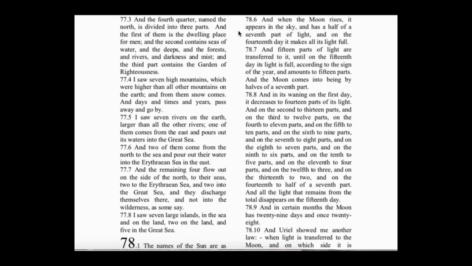78.6. And when the moon rises, it appears in the sky and has a half of a seventh part of light. And on the 14th day, it makes all its light full, and 15 parts of light are transferred to it until on the 15th day, its light is full according to the sign of the year and amounts to 15 parts.